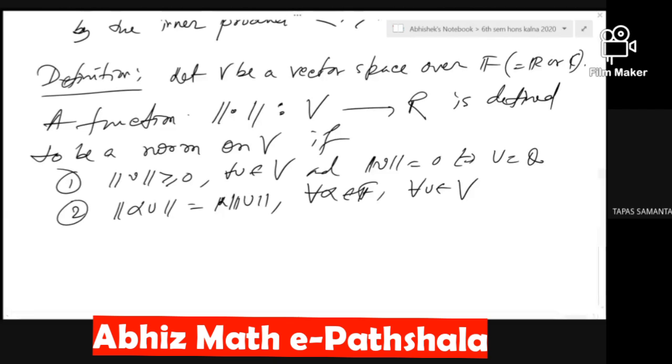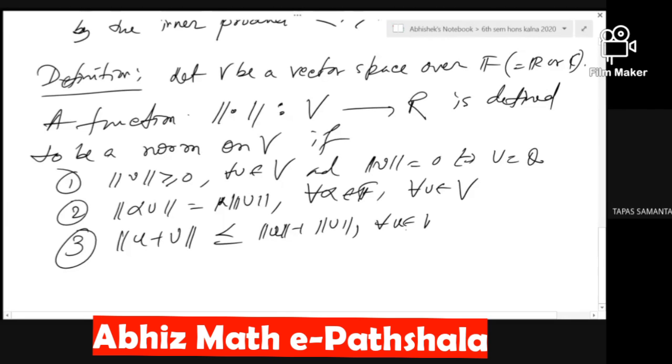And number three is the triangle inequality. That is, for any two vectors u and v, norm of u plus v will be less or equal to norm u plus norm v. This is true for all u, v belonging to capital V.